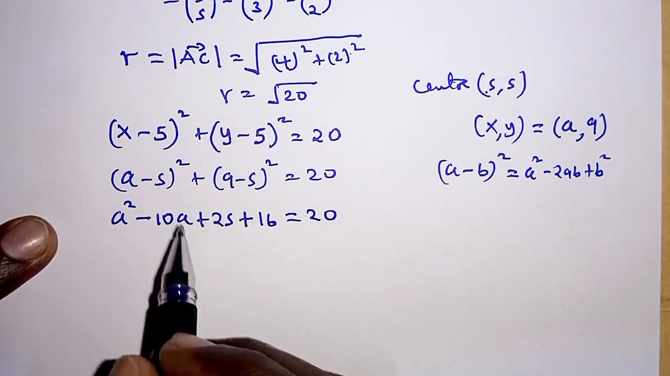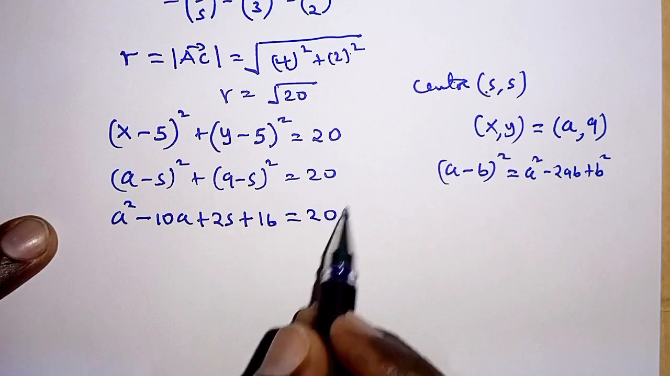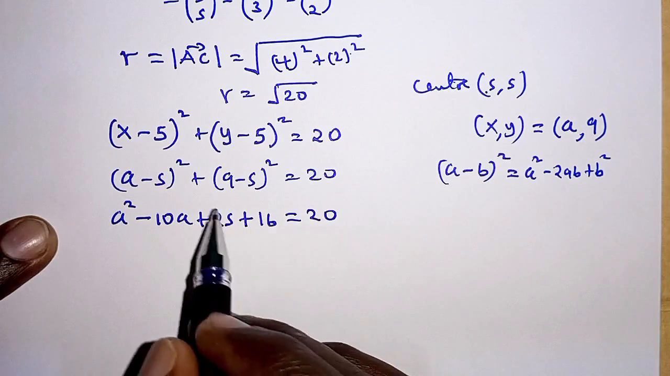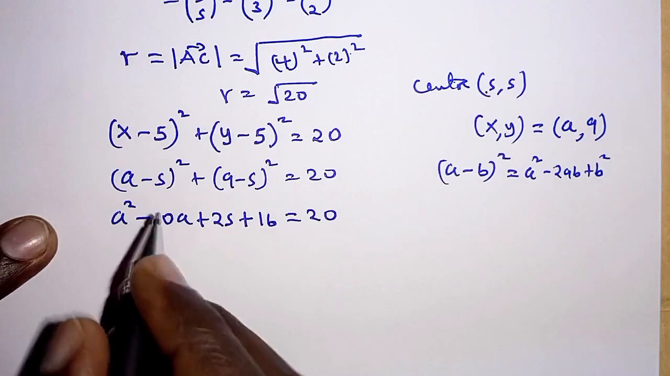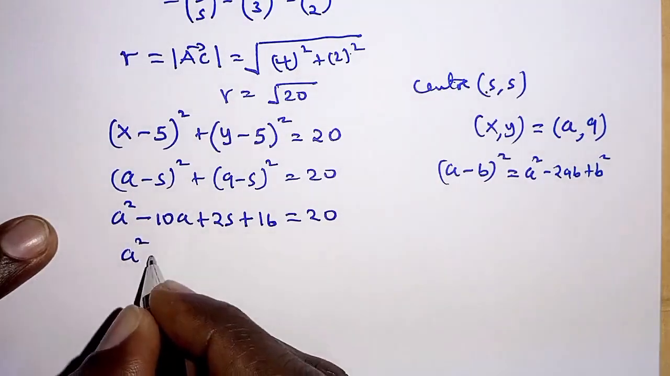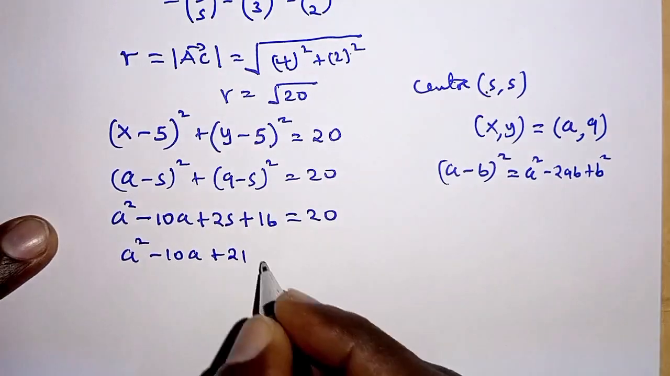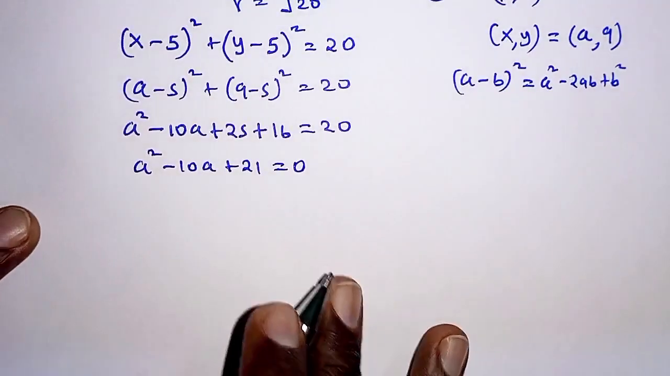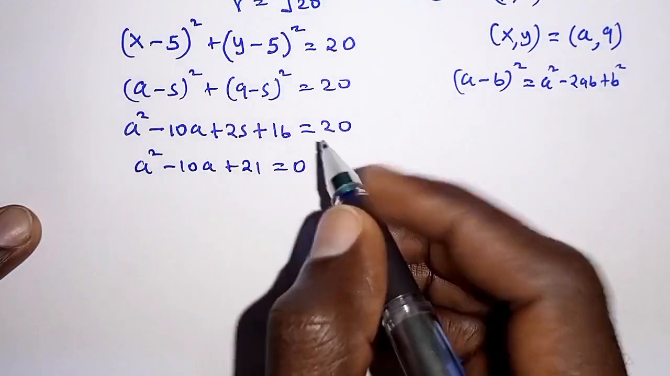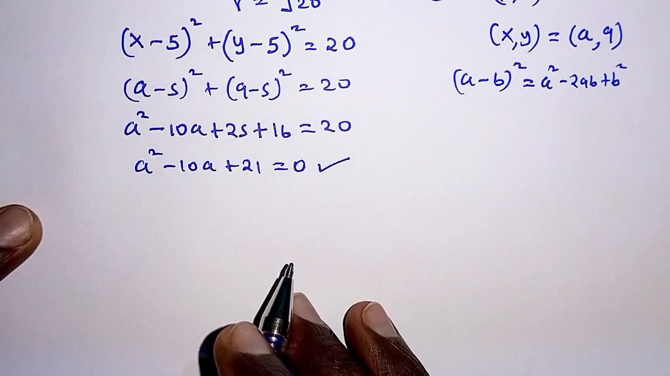We can simplify this further. 25 plus 16 is 41. 20 comes this side, so that we subtract 41 minus 20, and that is 21. So we have a squared minus 10a plus 21, and then the right hand side, we now have 0. The task that remains is to solve for a from this quadratic equation.